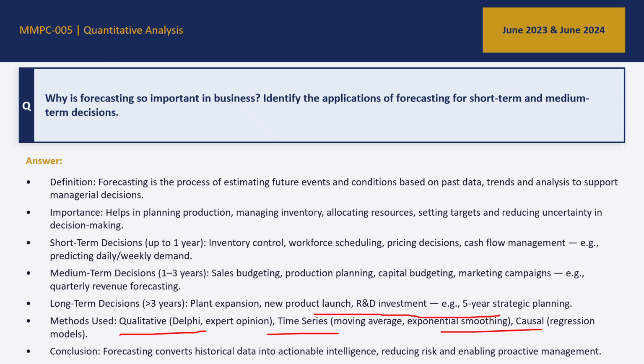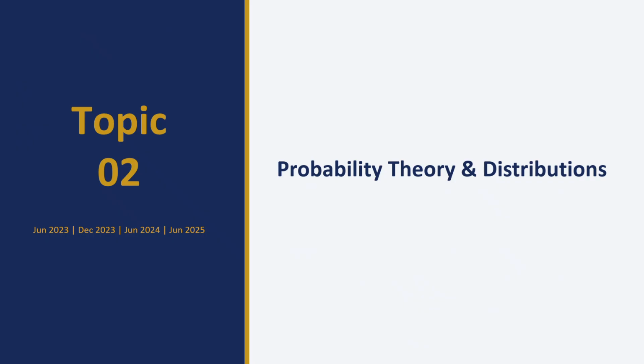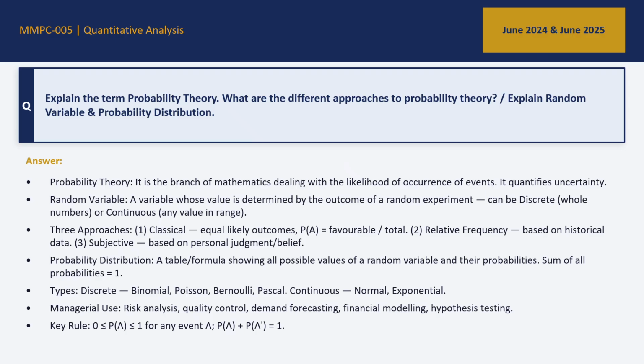Now moving to probability theory and distributions. Probability is the measure of likelihood of an event, and it ranges between 0 and 1. A random variable represents outcomes of an experiment and can be discrete or continuous. Probability can be calculated using classical, relative frequency and subjective approaches, and probability distribution shows all possible values with their probabilities, which is very useful in risk analysis and decision making.